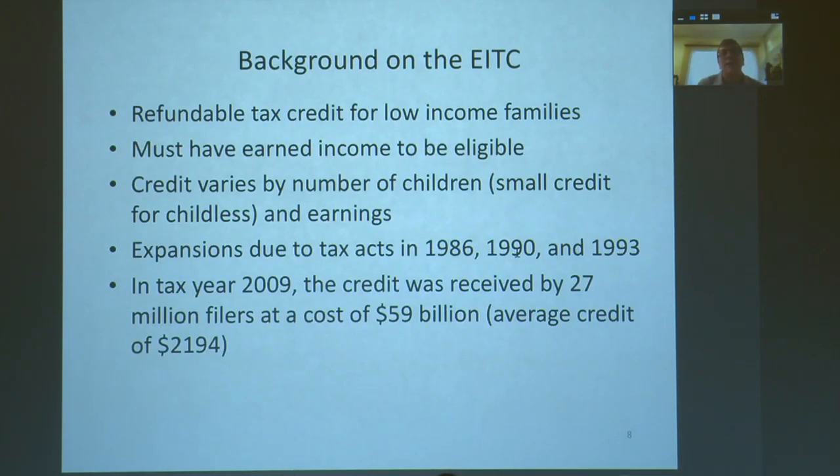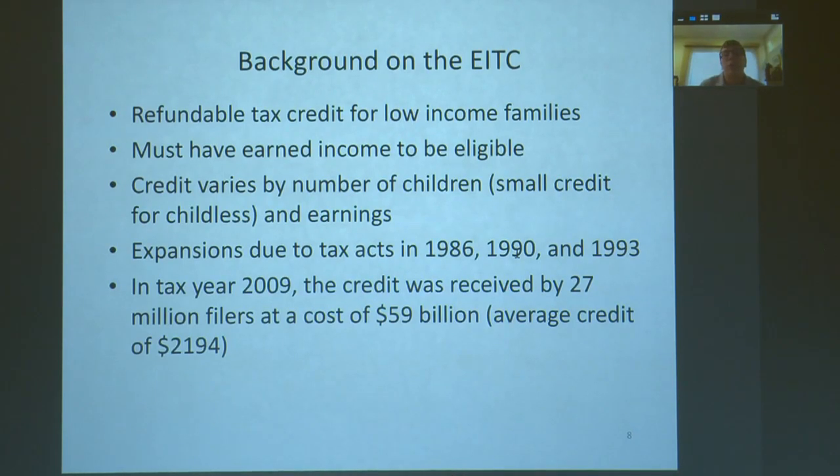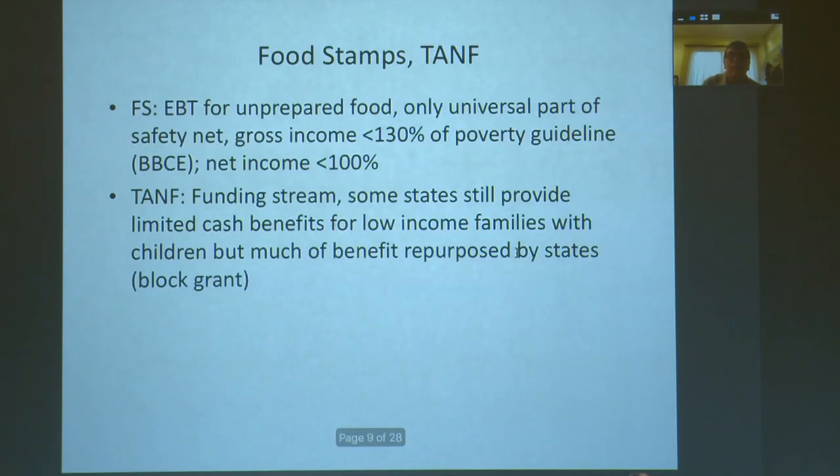So, as I said, the Earned Income Tax Credit is this refundable tax credit for low-income families. You need to have earned income. The credit varies by the number of children and by your level of earnings. And there were expansions in '86 and 1990, and particularly a very large expansion in 1993, which is when they created the version for the childless families too. And it's a quite large amount of credit. So in tax year 2009, the average credit was nearly $2,200, okay?